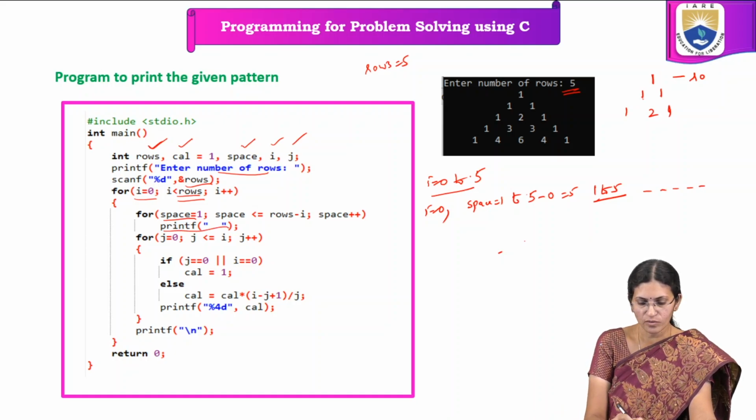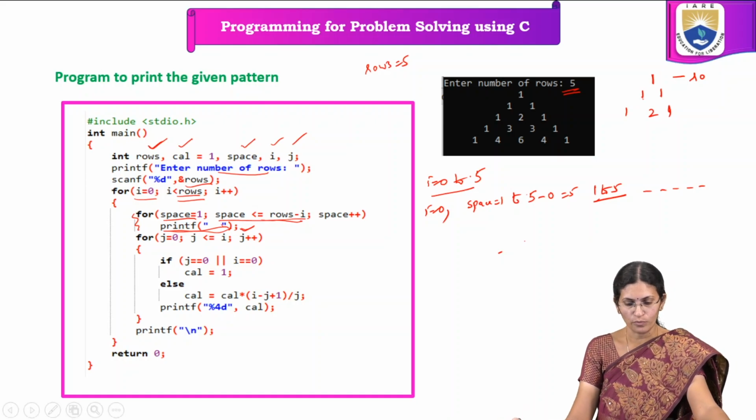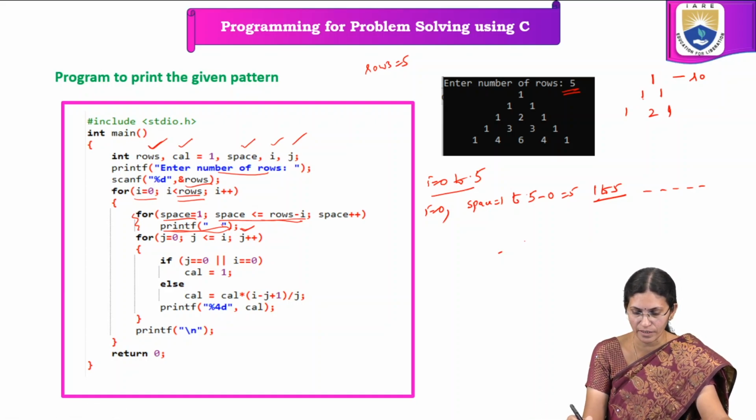So inside this for loop, this printf statement will execute 5 times, because this is the condition, and it is executed till this condition becomes false. So this printf statement will be executed till this condition becomes true. So this will execute for 1 to 5 minus i. So where i is equal to 0, this will execute 5 times.